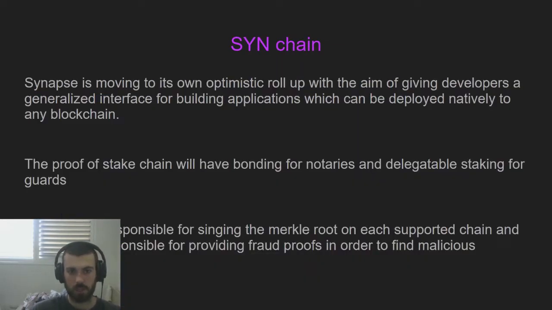So this Synapse chain that it's moving to, at the moment it's just a dApp. Synapse is moving to its own roll-up, aiming to give developers one place where they can develop their dApps and then they're deployed natively to all blockchains. It's a proof of stake chain, so there's going to be bonding and delegated staking. The optimistic rollup thing's pretty complex. I'm not going to pretend that I understand the whole thing, but essentially you can stake tokens, lock them up, get a yield.